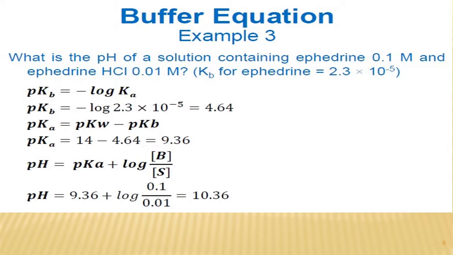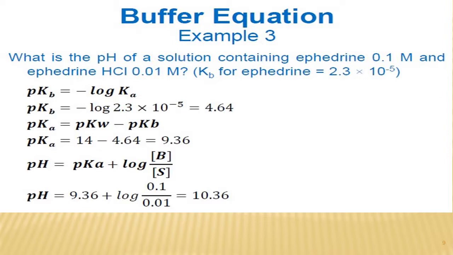Another example, you can take a look here and practice using pKa for ephedrine 0.1 molar and ephedrine hydrochloride 0.01 molar. Here you got the value of Kb for ephedrine, and it will be 2.3 multiplied by 10 to the power minus 5. And you apply it on this equation.